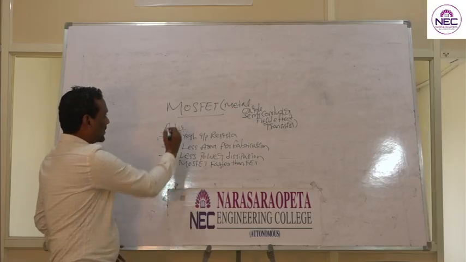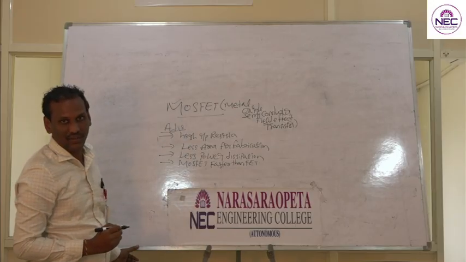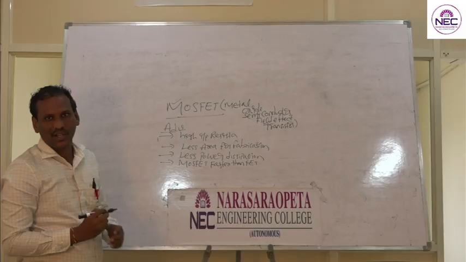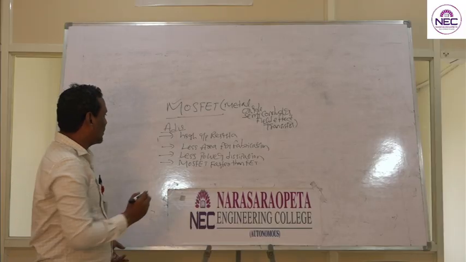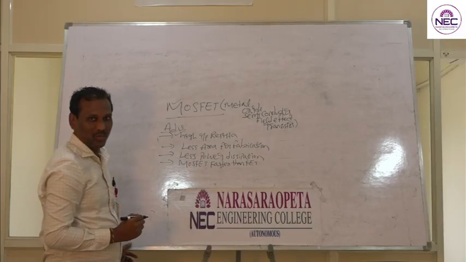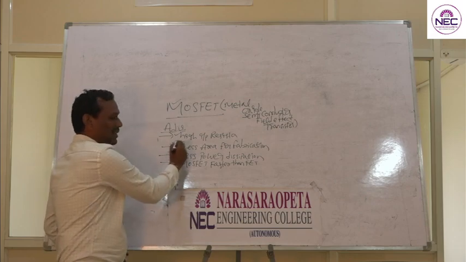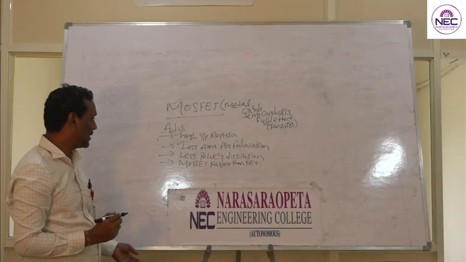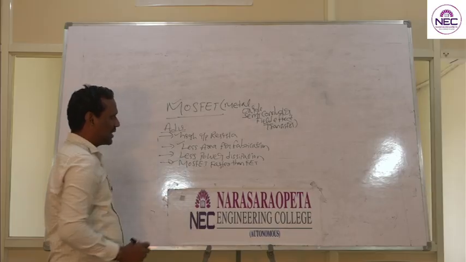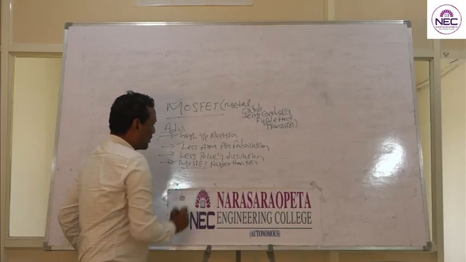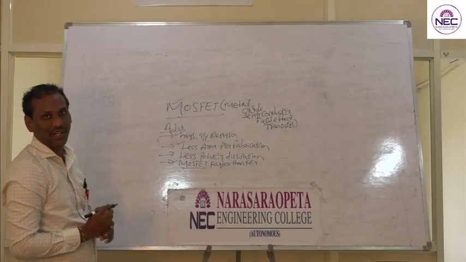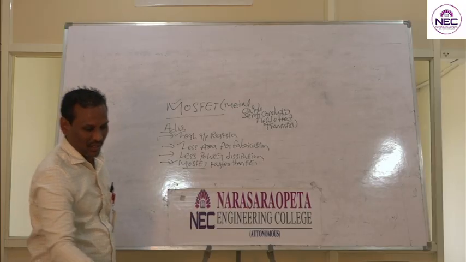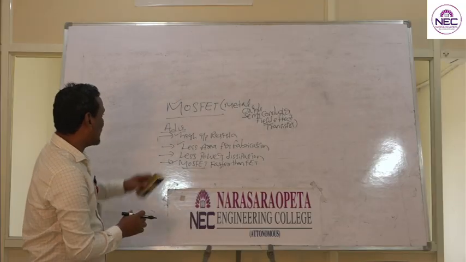So MOSFET stands for Metal-Oxide-Semiconductor Field Effect Transistor. It has several advantages as compared with BJT and FET. The first advantage is high input resistance. The second is it consumes less area for fabrication and less power dissipation, and the MOSFET is faster than the FET. Considering these advantages, most of the ICs are fabricated with the MOSFET. Now coming to the classification of MOSFET.